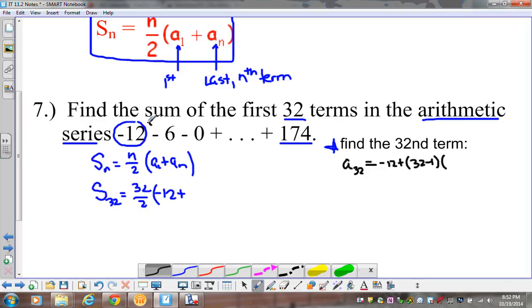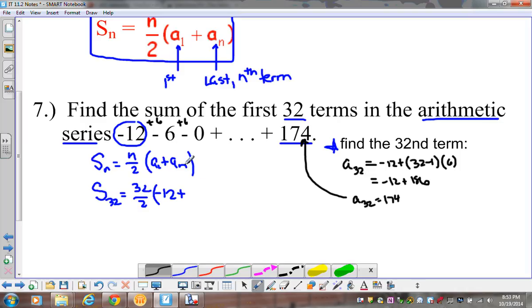To go from negative 12 to negative 6, I add 6, I add 6, I add 6. So my common difference here is 6. So my 32nd term, 32 minus 1 is 33, 33 times 6. Excuse me, actually 32 minus 1 is 31. 31 times 6 is going to be 186. So I got negative 12 plus 186. When I add those together, I get my 32nd term to be 174, which they already told me. I was just verifying that the 32nd term is, in fact, 174.